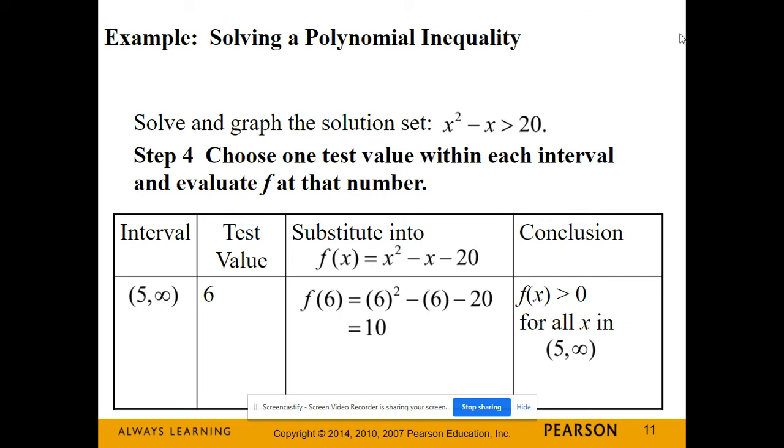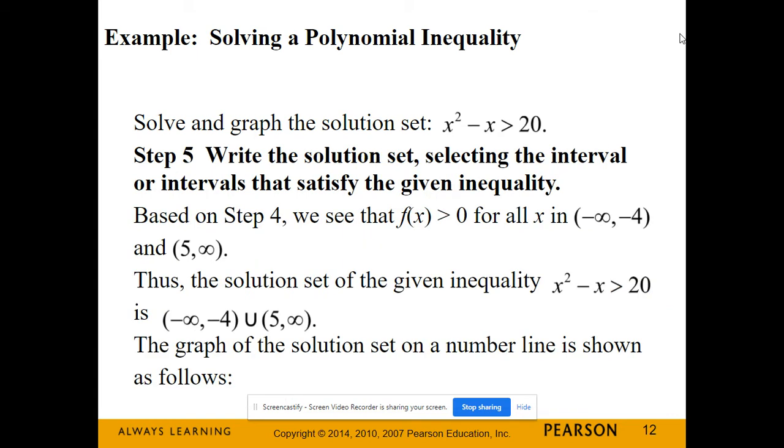So what you have here is a solution set. Based on step 4, it's positive to the left of negative 4 and to the right of 5, and it's negative in between. Since the original inequality was greater than, the solution set is where it's positive: the interval to the left of negative 4 and to the right of 5.